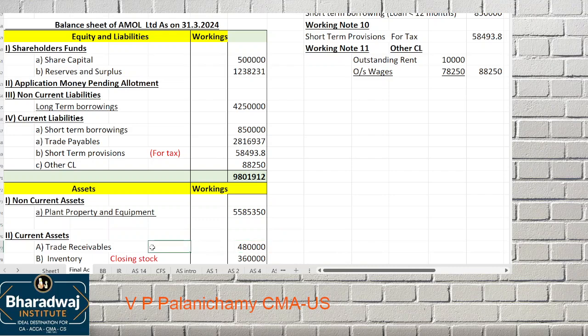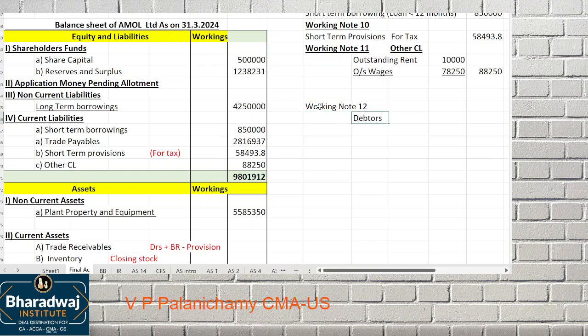Trade receivables, debtors plus bills receivable minus provision. In the exam you should not write like this. You should prepare a working note. Okay, we'll prepare the working note. Working note 12.